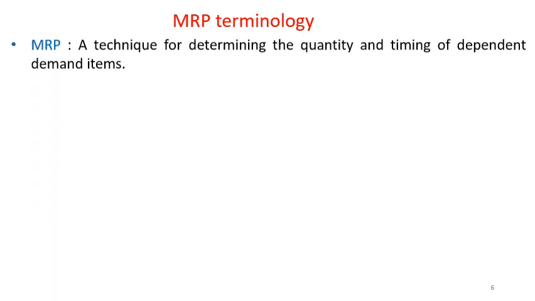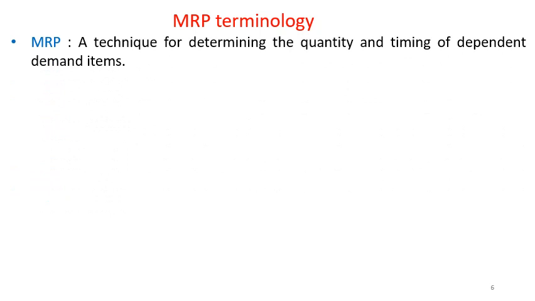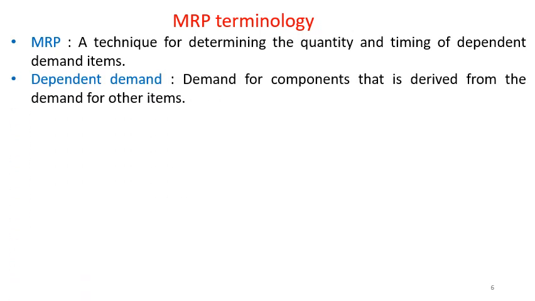Let us discuss MRP terminology, some of the commonly used terms in MRP. First one, MRP, as we have already discussed. MRP is a technique for determining the quantity and timing of dependent demand items. Now, what is dependent demand? Dependent demand is demand for components that is derived from the demand for other items.